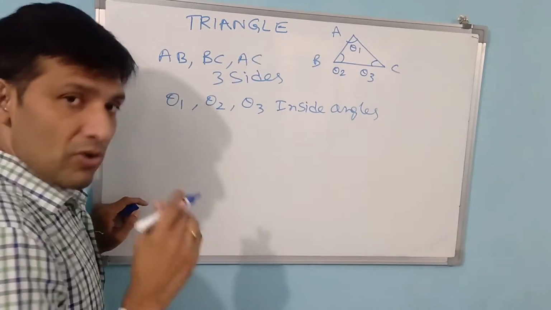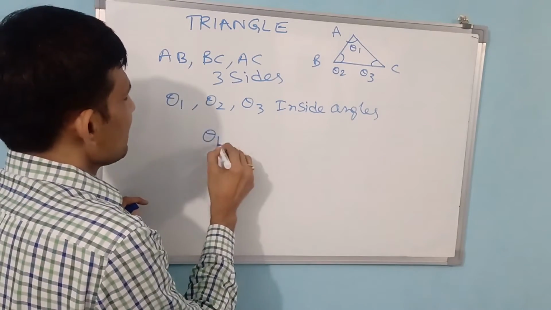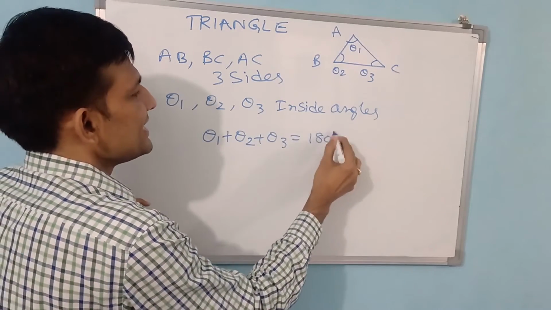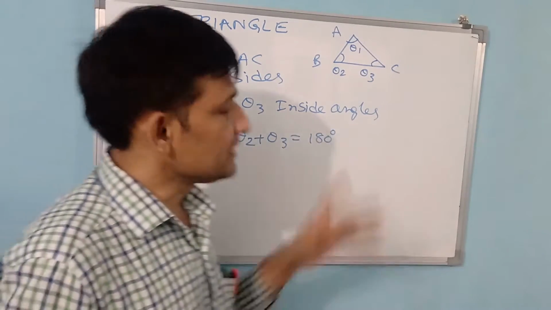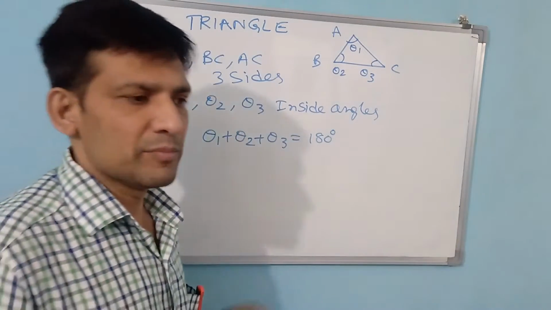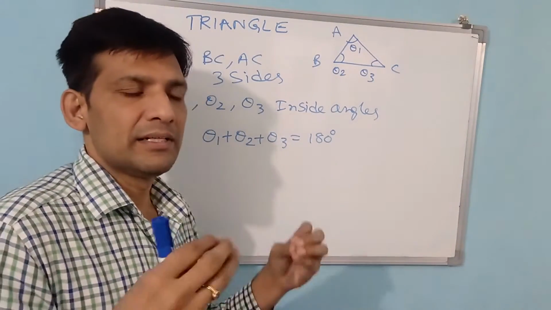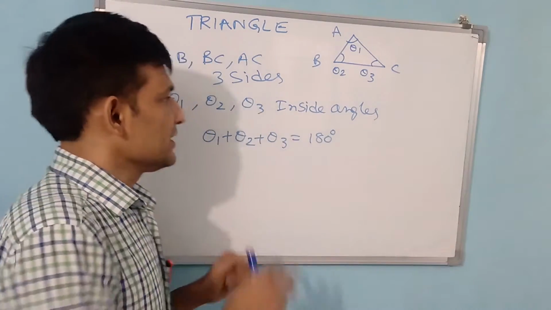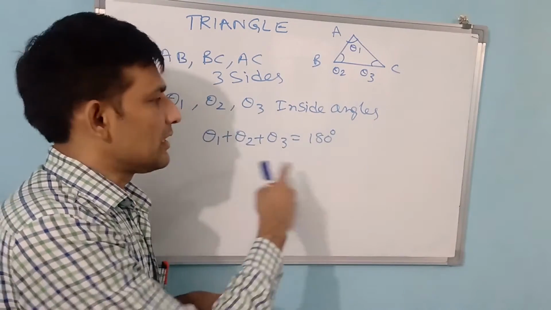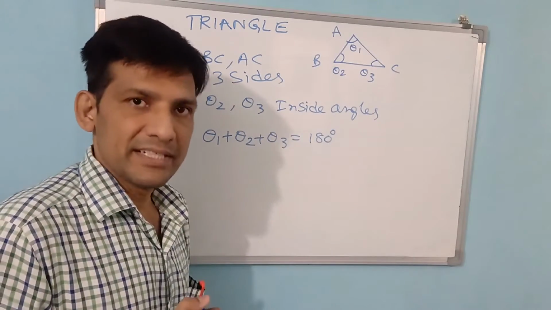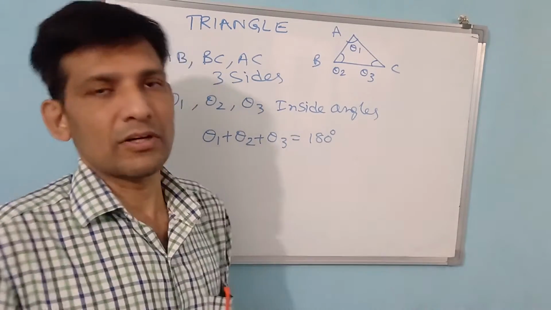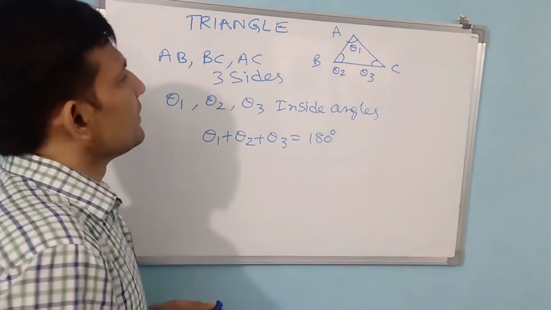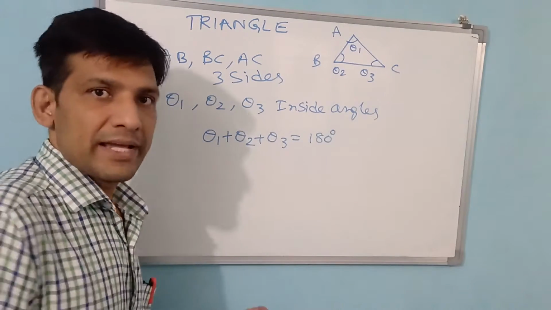What is a triangle? Property we will see. First property: theta 1 plus theta 2 plus theta 3 is equal to 180 degrees. That means in a triangle, whatever the triangle may be, right angle, equilateral, isosceles, all types of triangles, the inside angle total will become 180 degrees. That is one property, one concept, one fundamental you have to know. Okay. Now we see types of triangles also.